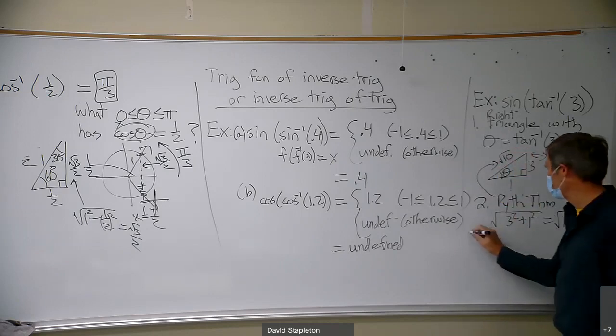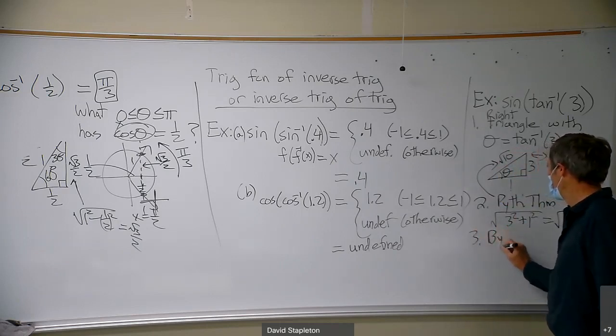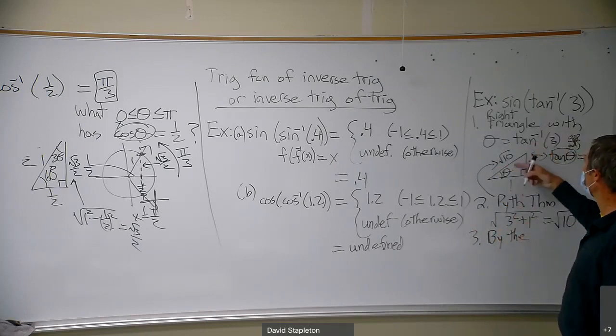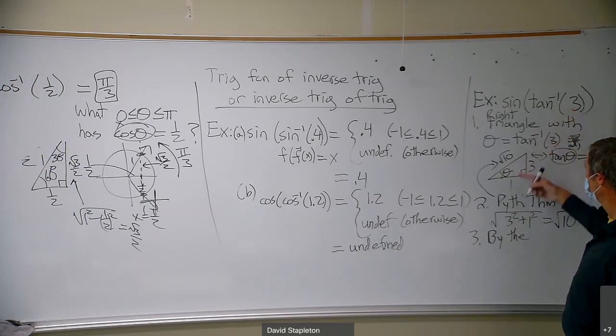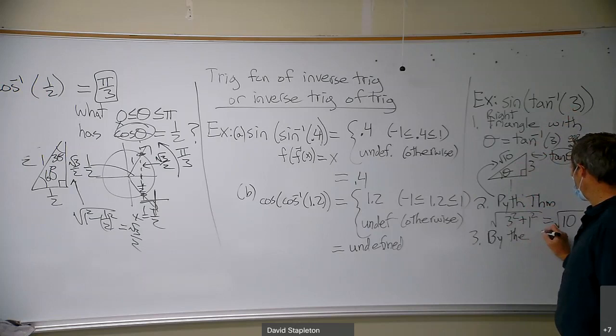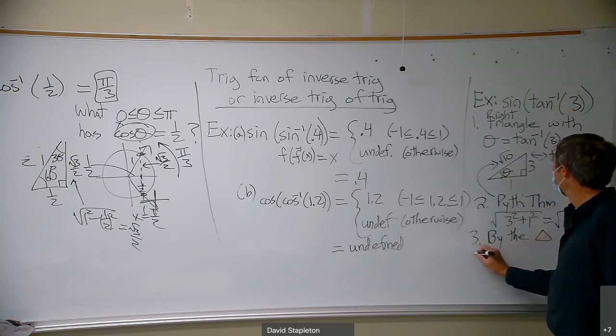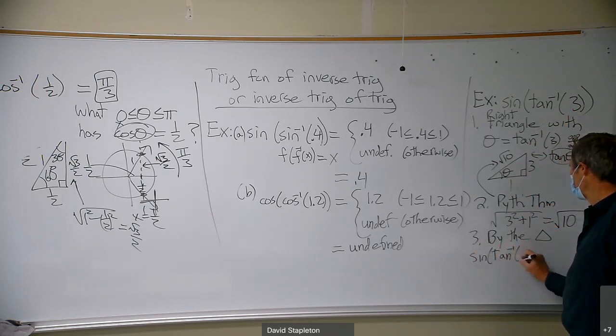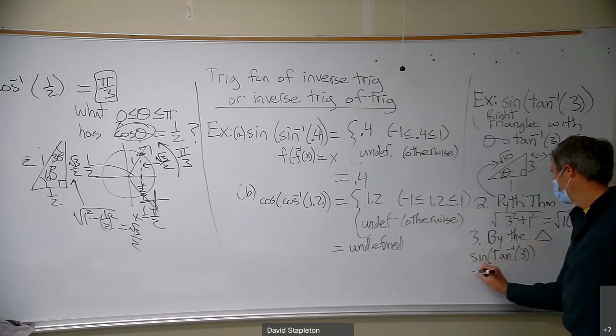Now you've got to evaluate by the triangle the desired quantity. So draw a triangle with theta as the inverse trig function. Finish it with the Pythagorean theorem. Use the triangle to evaluate. By the triangle, the sine of the arctangent of 3 is the sine of theta. I made theta that way, right?